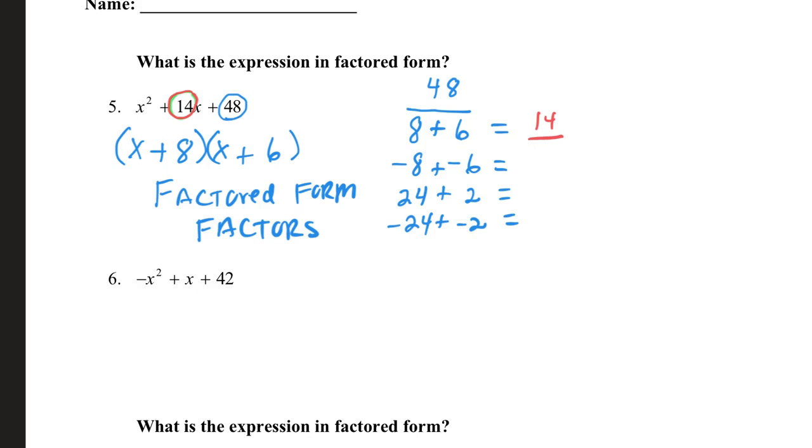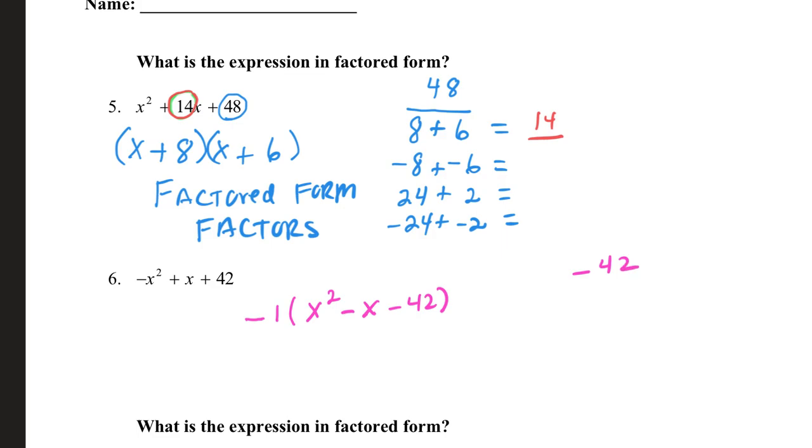For number 6, we don't want to be working with a negative. So what I've told you in class is you want to factor the negative. So what you have is negative 1 times x squared minus x minus 42. Now, if you wanted to check this, all you would have to do is multiply. Negative 1 times x squared, negative 1 times negative x, negative 1 times negative 42, and you get back the expression.